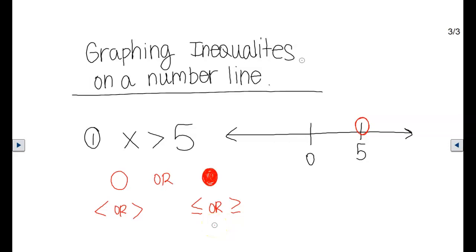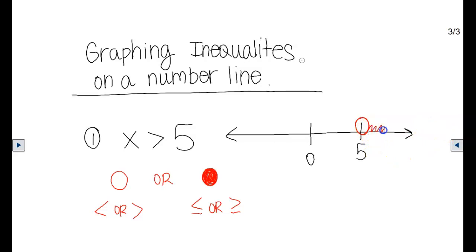And the purpose of the shading is to show us all of the other things that x can be. So this says that x can be any number greater than 5. So that would be 6, and 7, and 8, and 9, and 10. So all of the numbers bigger than 5 are over here to the right of 5.